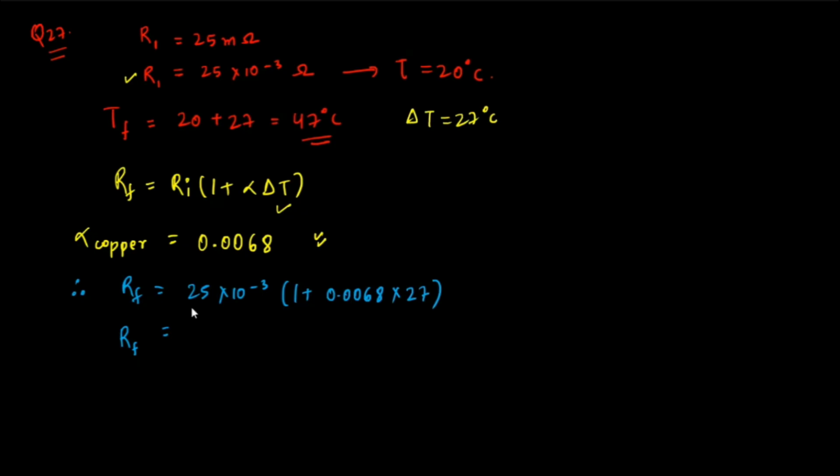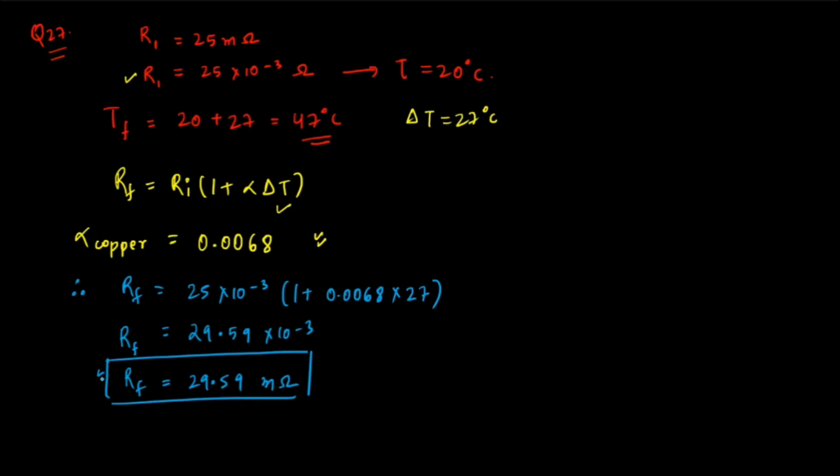So 27 times 0.0068 plus 1, multiplied by 25. It is going to be 29.59 times 10 to the power minus 3. So the final resistance must be 29.59 milliohms. This is what we have to find and this is what we got. You can see that by changing the temperature by 27 degrees Celsius, we increase the resistance by 4.59 milliohms. That is what we had to find in the very first part of this problem.